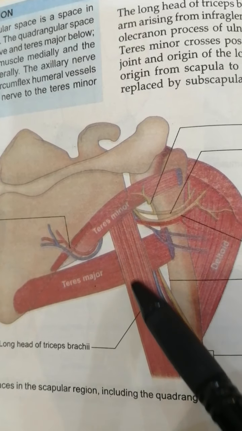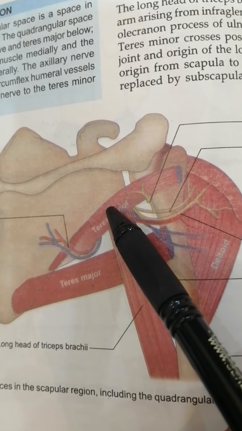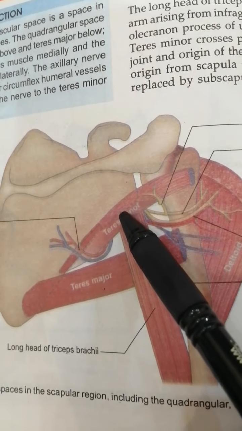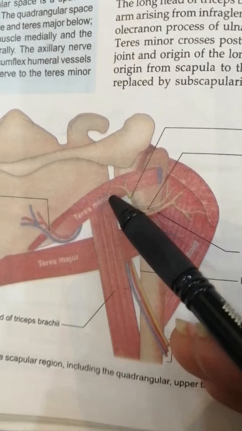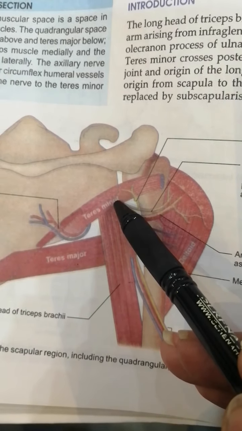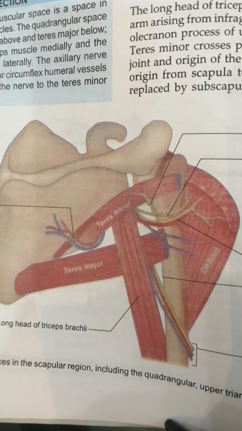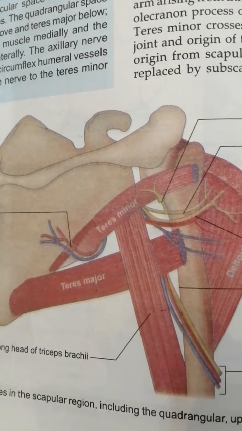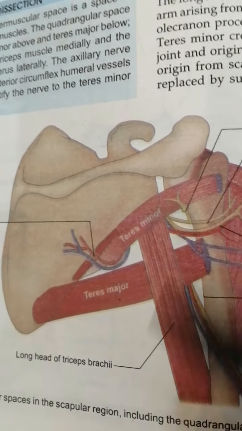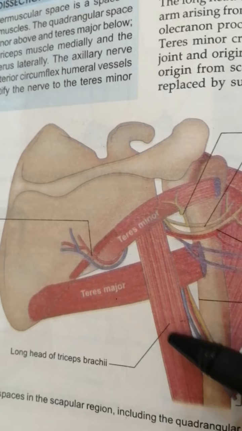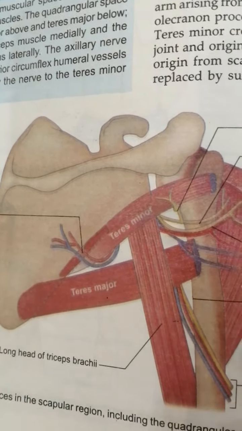This muscle is the long head of triceps brachii, and it spans the length of the arm because it originates from the infraglenoid tubercle of the scapula. It passes through the whole arm and inserts in the forearm at the olecranon process of the ulna. So it properly spans the length of the arm. This is the triceps muscle.